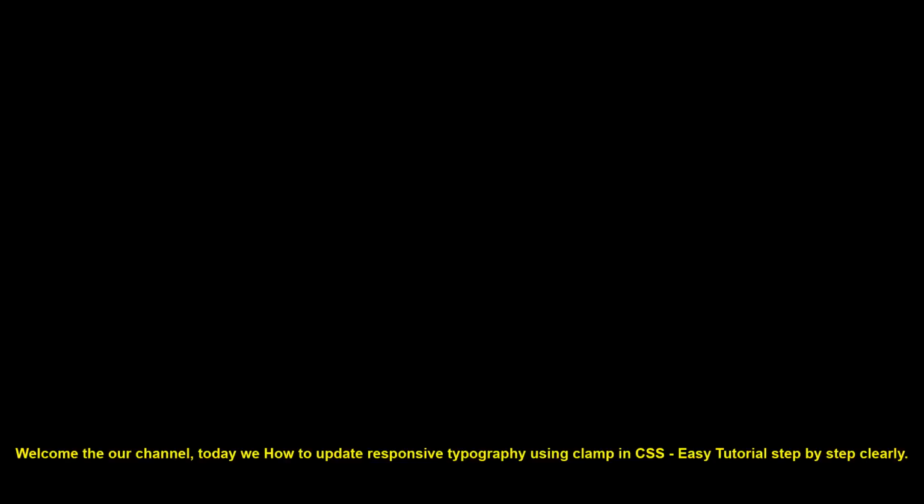Today we will learn how to update responsive typography using clamp in CSS, an easy tutorial step by step. To start updating responsive typography with the clamp function in CSS, open your favorite code editor. First, create a new CSS file or open an existing one linked to your HTML document.